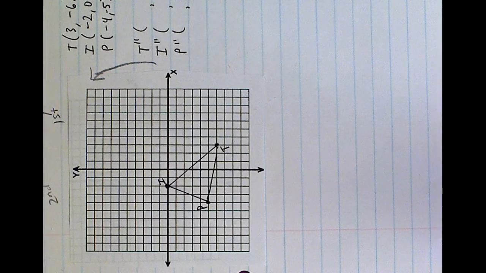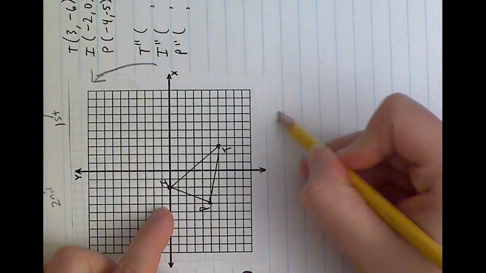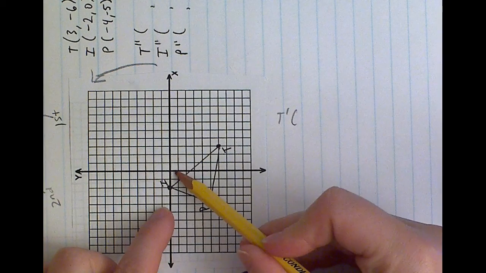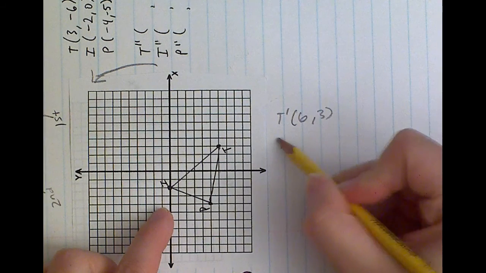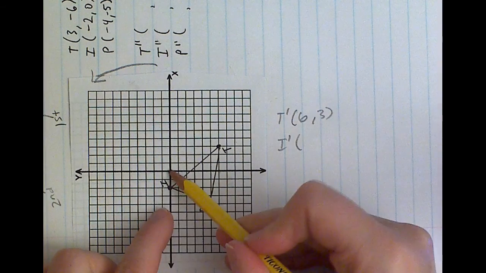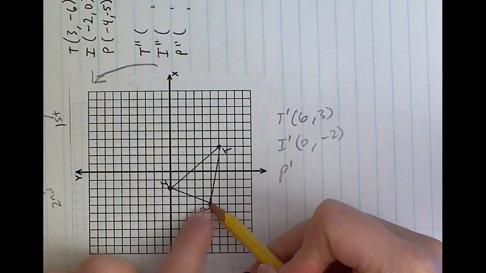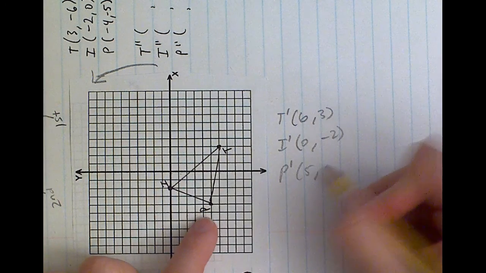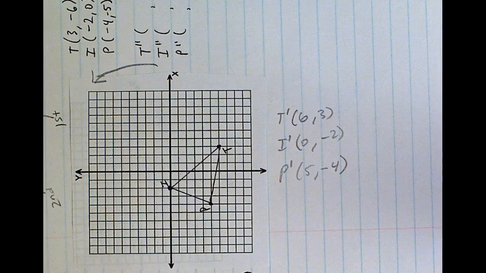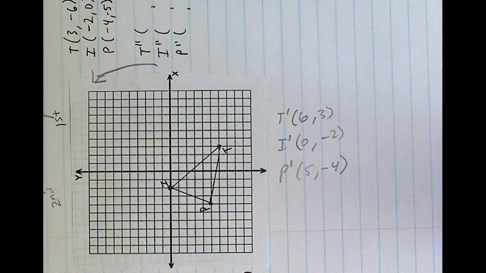Good. Okay, don't worry about it being upside down or sideways. I'm just going to record. So T prime is going to be at 6, 3. I prime is going to be at 0, -2. And then P prime is going to be at 5, -4. So I've recorded where they should be. Now I'm going to turn my paper back to its original position and then plot these points.